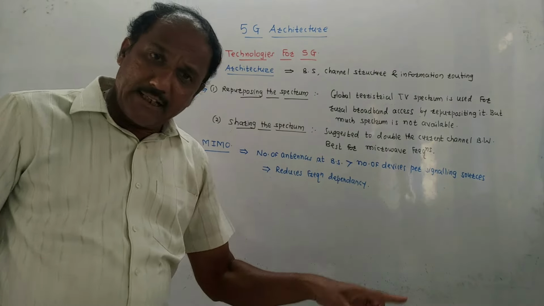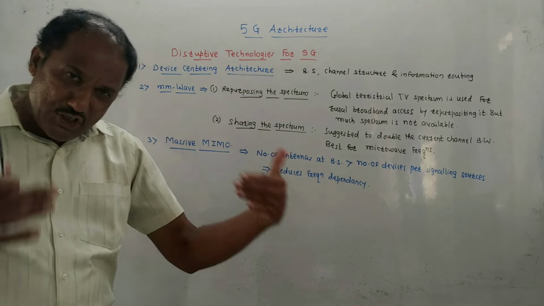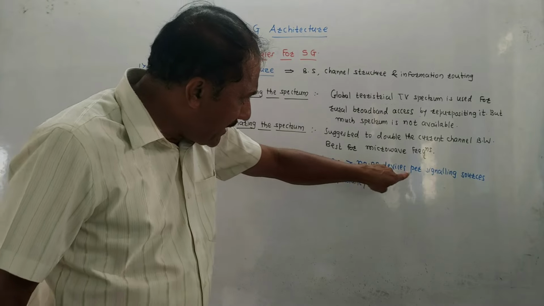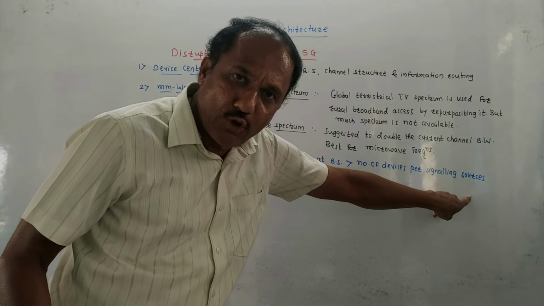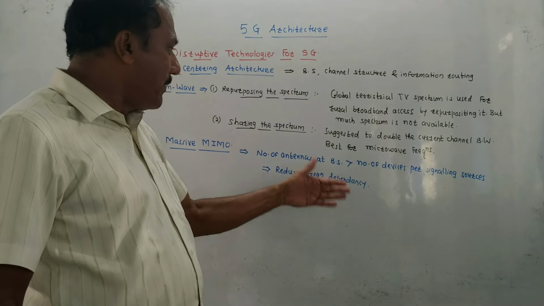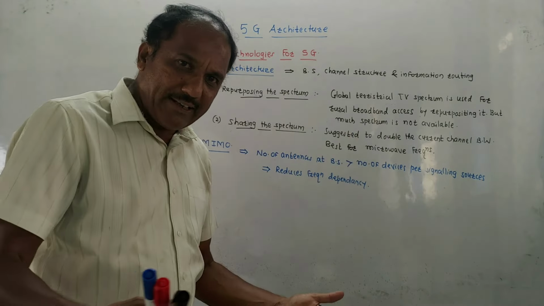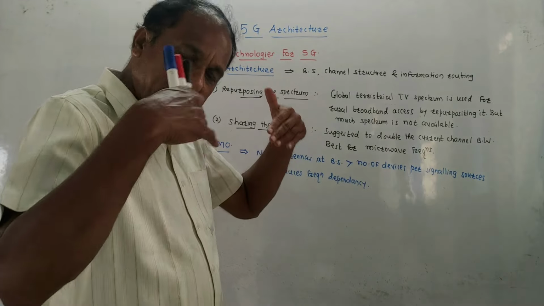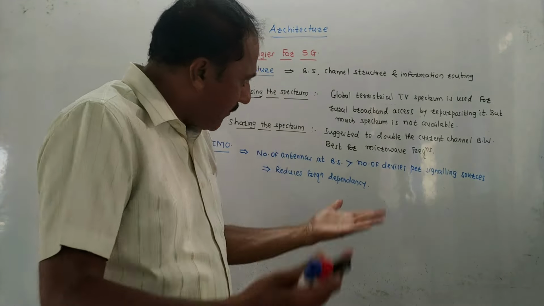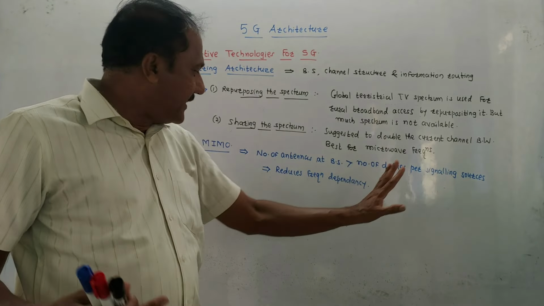In this case, the number of antennas at the base station is larger than the number of devices per signaling source. So the efficiency of the system will definitely be improved because we are using more antennas than the requirement, or than the devices which require antennas for signaling purposes.